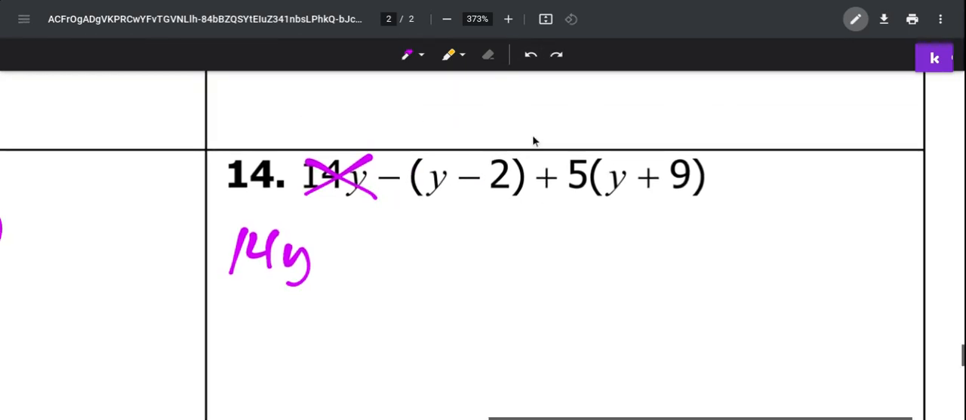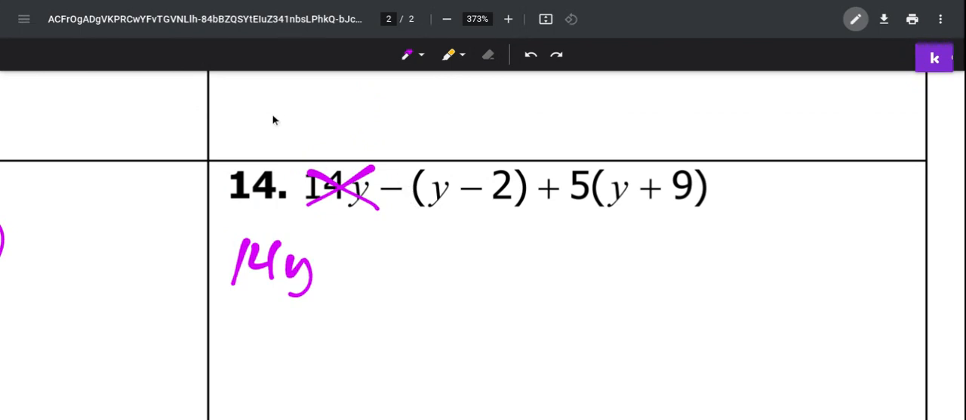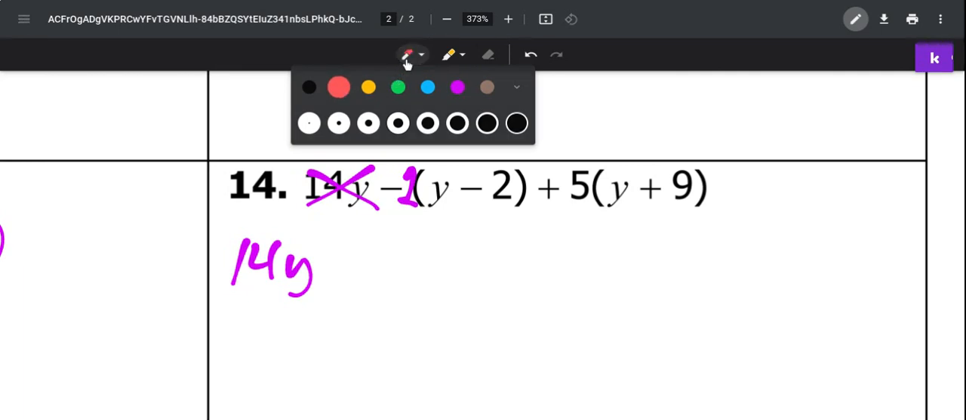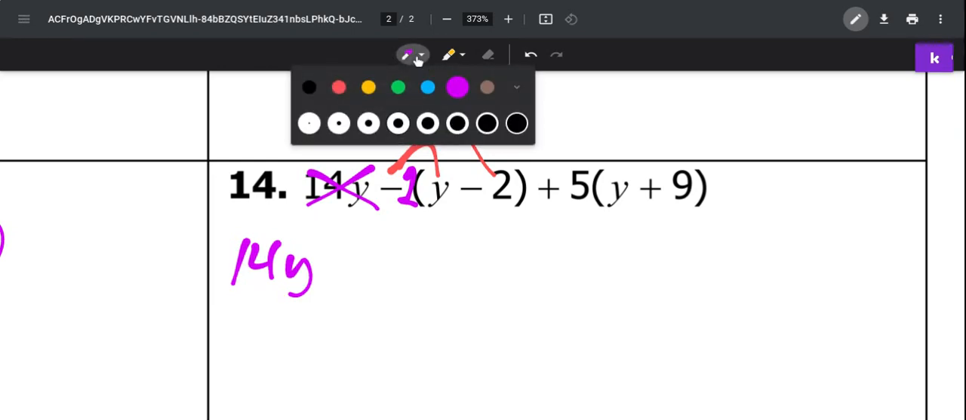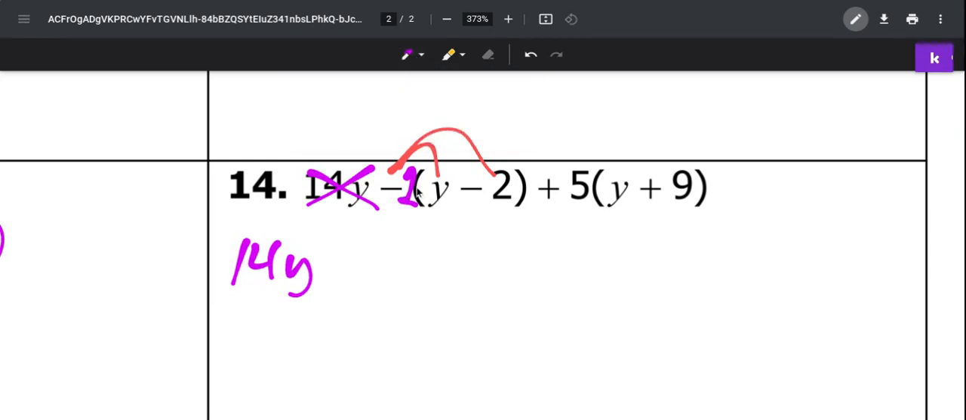So just like there's an understood 1 in front of, let's say, x, there's always an understood 1 there. There's also an understood 1 right here. So what we actually have to do is distribute a -1 to each of these. So we have to distribute still, but we're distributing a -1. So -1 times y would be -y, so minus y is what we write. Then -1 times -2, the signs are the same, so we have +2, so we write that as a plus sign, and then 2. Then we cross that out.